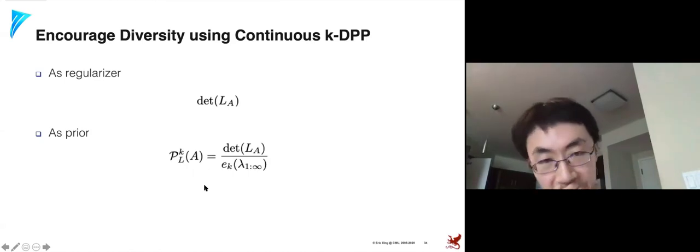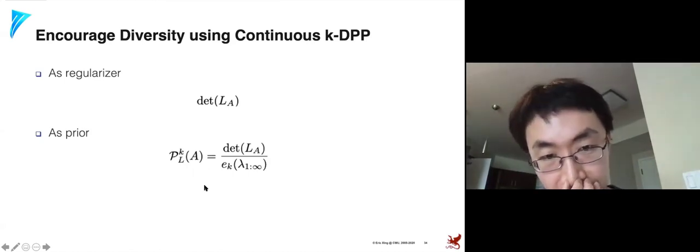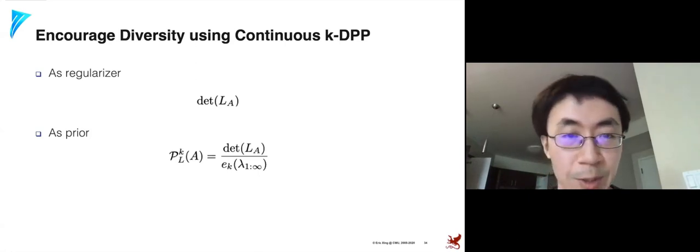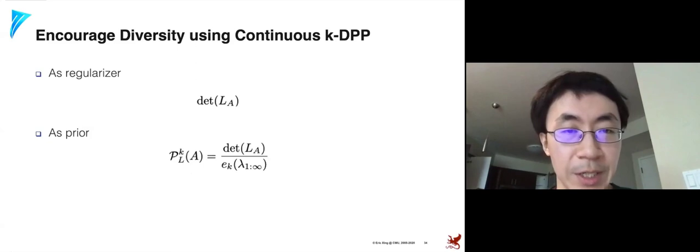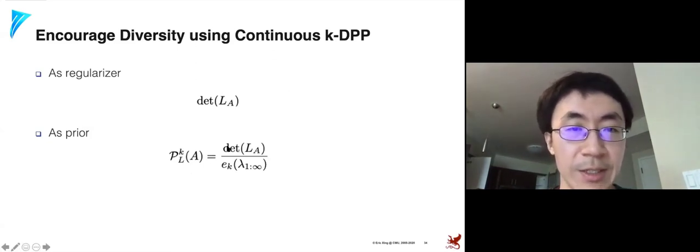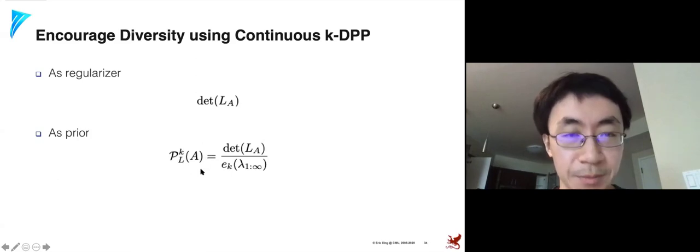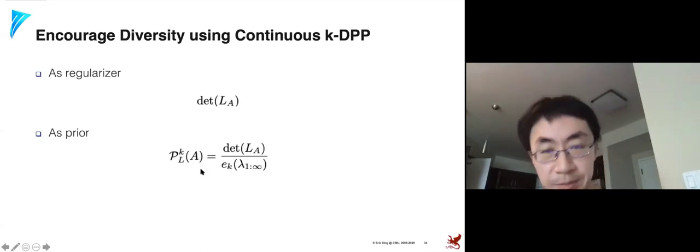And in the Bayesian learning paradigm, if you say, I want to learn a distribution over the k topic vectors, in that case, you want to put a prior that encourages diversity over these k vectors. Again, you can use the continuous DPP as a prior to encourage diversity.